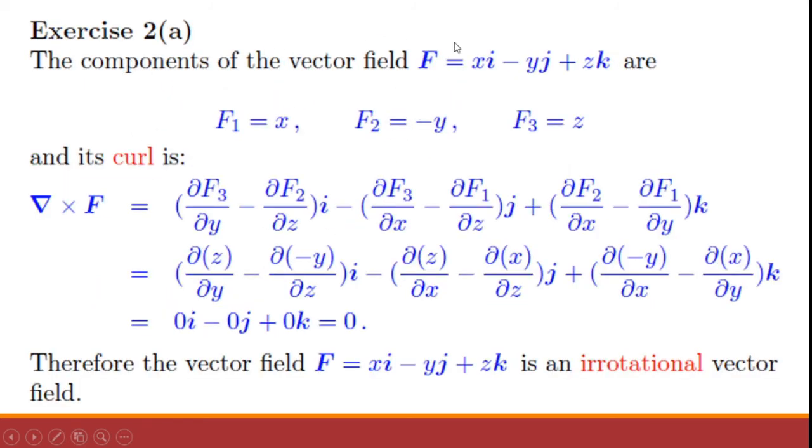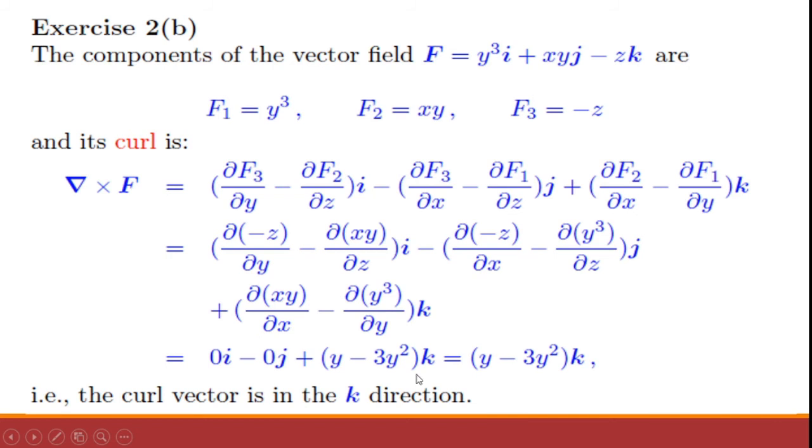There is a special case when you are finding the curl of the vector xi minus yj plus zk. After taking the determinant, we have got our solution as 0. That means the curl of f is vanishing. When the curl of f is vanishing, we call it an irrotational vector field. So when the curl of f is equal to 0, or the curl of f is vanishing, then we call that vector f an irrotational vector field.